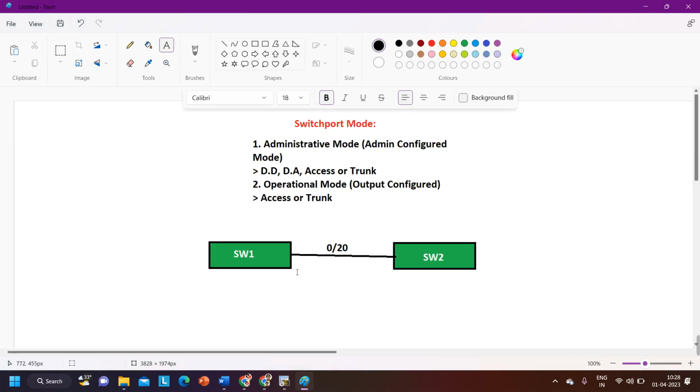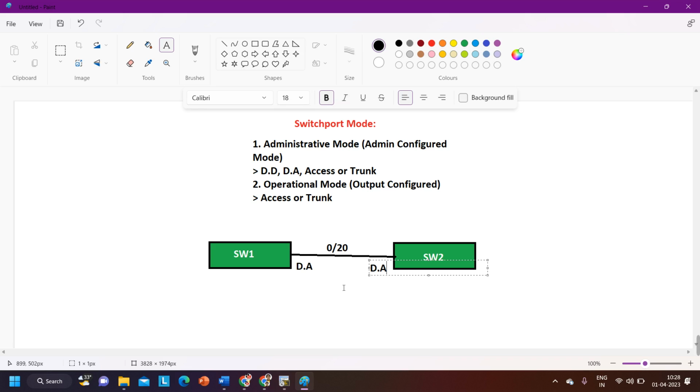Suppose by default the mode is dynamic auto here, and here also dynamic auto. As you know, dynamic auto and dynamic auto cannot form trunking, right? This is the concept of DTP, Dynamic Trunking Protocol, which we already discussed, right?